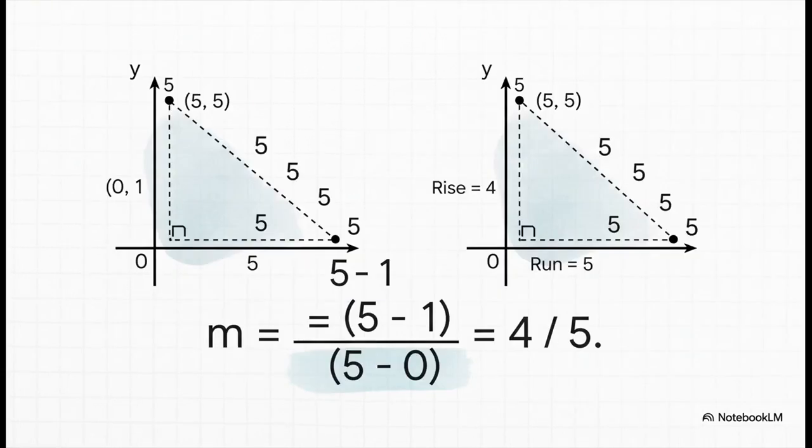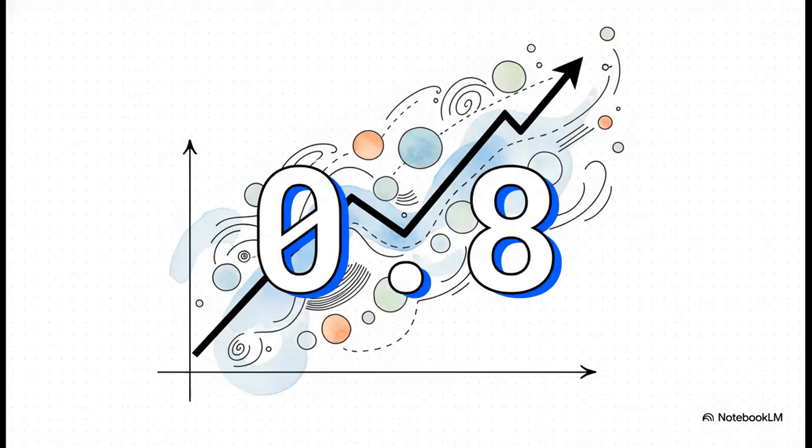The change in y is 5 minus 1, which gives us 4. The change in x is 5 minus 0, which is just 5. So our slope, which we call m, is 4 over 5. And if we do that little bit of division, we get our final slope, 0.8. Now just think about that for a second. That entire messy cloud of data, that whole trend, we've just boiled it down to a single number, 0.8.